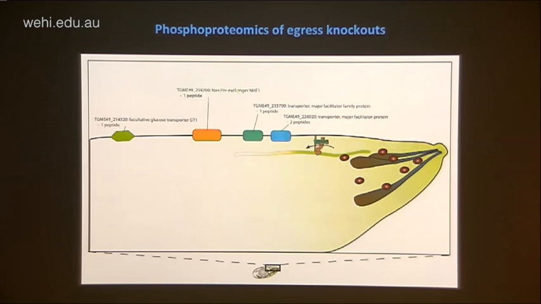And also, we again saw an interesting candidate in that sodium hydrogen exchanger, which is known to be important for egress already. So this is a really nice candidate right here of a phosphosite which is probably really important for host cell egress.